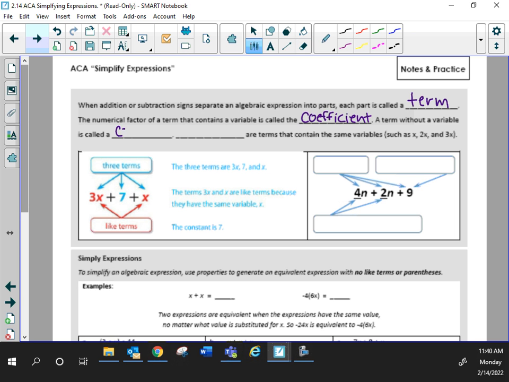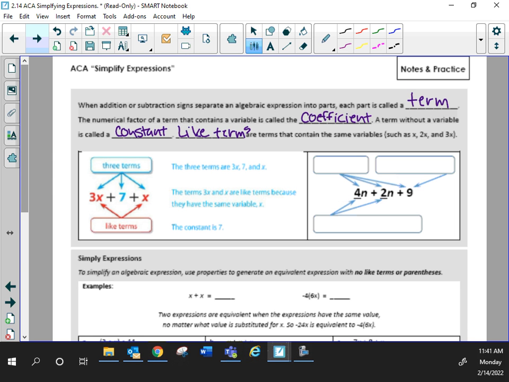A term without a variable, so like this guy right here, is called a constant. The reason why it's called a constant is it doesn't matter what you put in for that variable, that 7 won't change because it's not going to be multiplied by that letter. It's a constant. Okay? And blank are terms that contain the same variables. Like terms. Like terms.